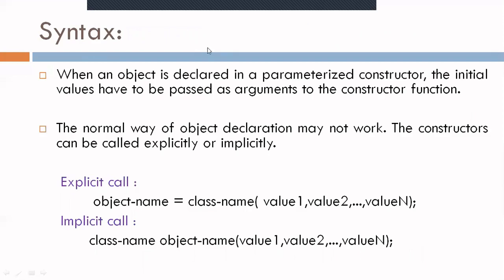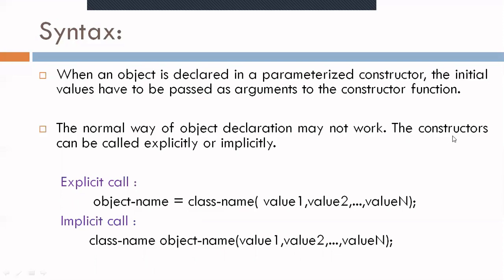How to assign these parameters to the objects, or how to call this parameterized constructor. So, when an object is declared with a parameterized constructor, the initial values have to be passed as arguments to the constructor function. So, the normal way of object declaration may not work here. We need to take care about passing arguments for the parameterized constructor.